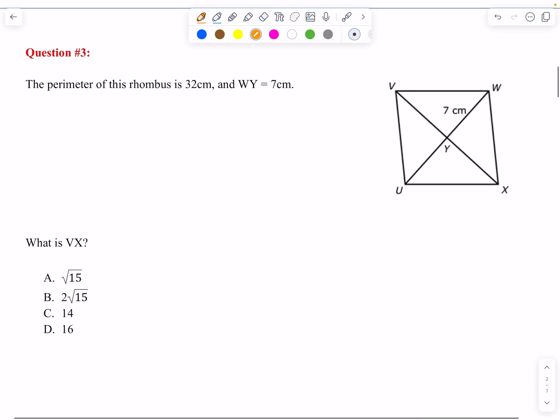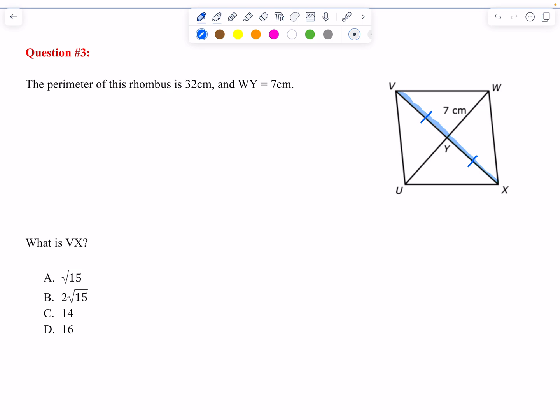All right, question 3 says the perimeter of this rhombus is 32 centimeters and WY equals 7 centimeters. And it wants to know what is VX. So VX is once again the entire diagonal of this rhombus, but we need to know what these pieces are in order to figure out that diagonal.